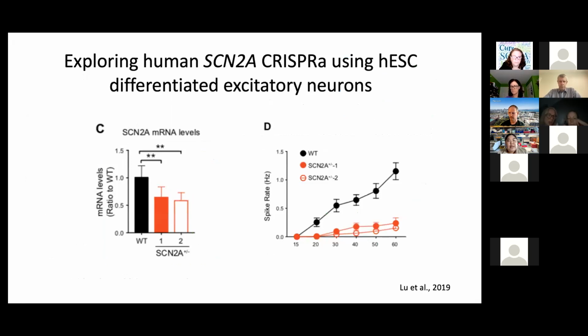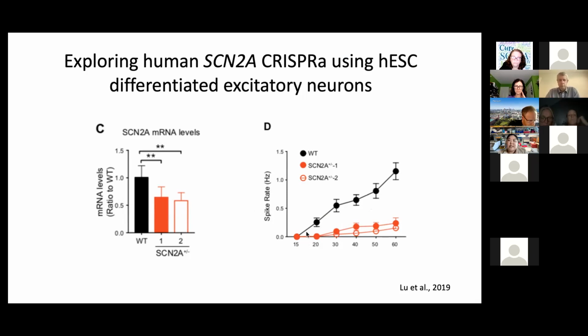So we received 3 human-derived stem cell lines from the Pan lab at the Broad Institute. They previously published on these cells where they differentiated the stem cells into excitatory neurons. They first confirmed that the SCN2A heterozygous lines, of which there are 2, have about 50% mRNA expression compared to the wild type line. And then when they looked at the functional characteristics of the cells, they found that the spike rates from the 2 SCN2A heterozygous cells are significantly reduced compared to the wild type's differentiated cell line.